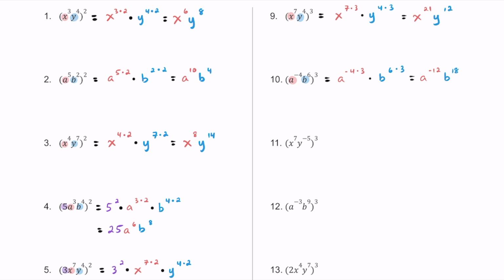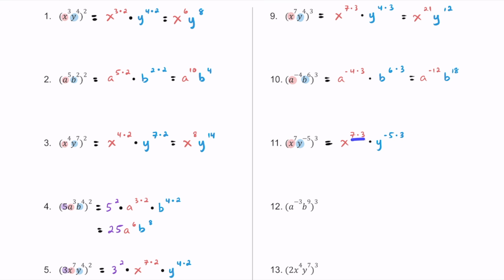For number 11, we have the quantity of x to the 7th power times y to the negative 5th power, all raised to the 3rd power. Our two bases here are x and y, so first we have this x to the 7th power, but we have 3 of them, so our shortcut is going to be multiplying these together using that power of a power property. Then we have y to the negative 5th power, but we have 3 of these, so we're going to multiply that negative 5 times 3.